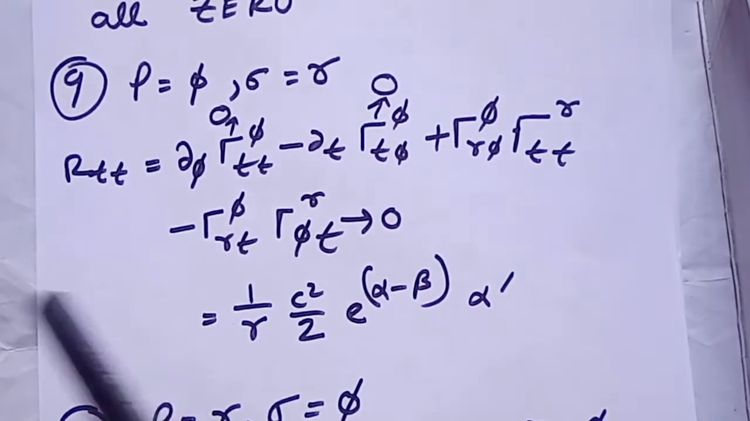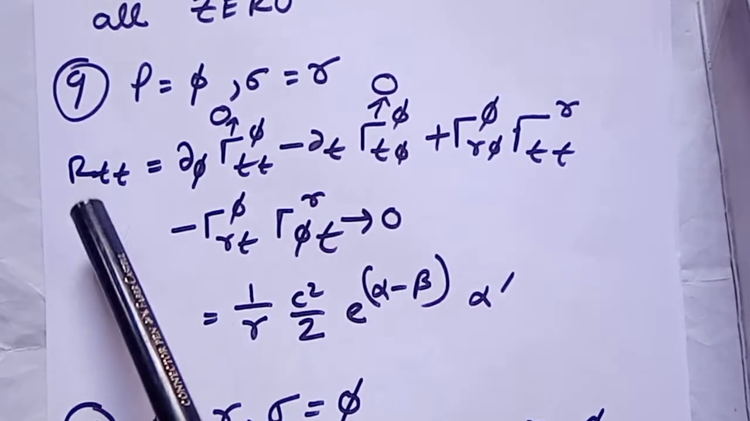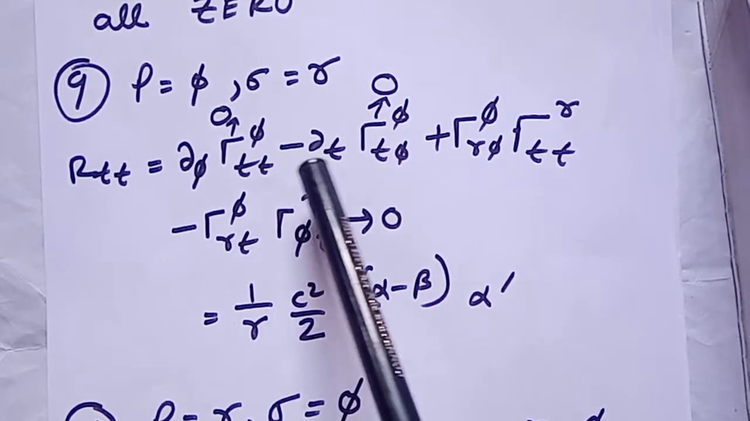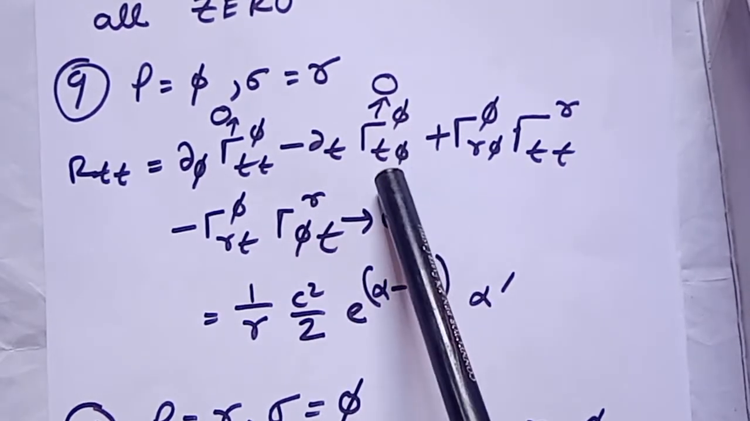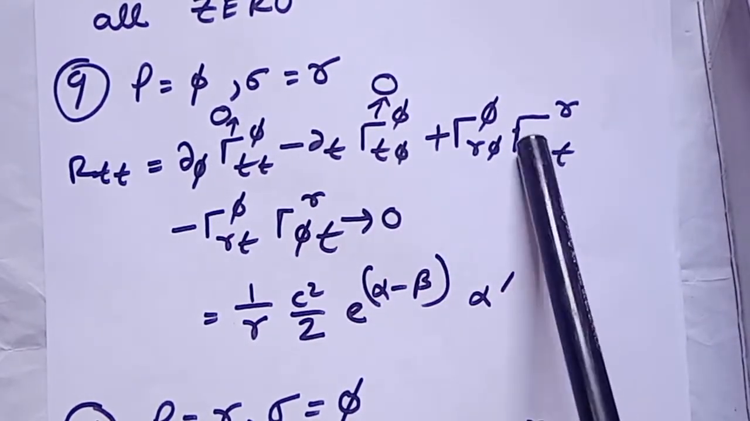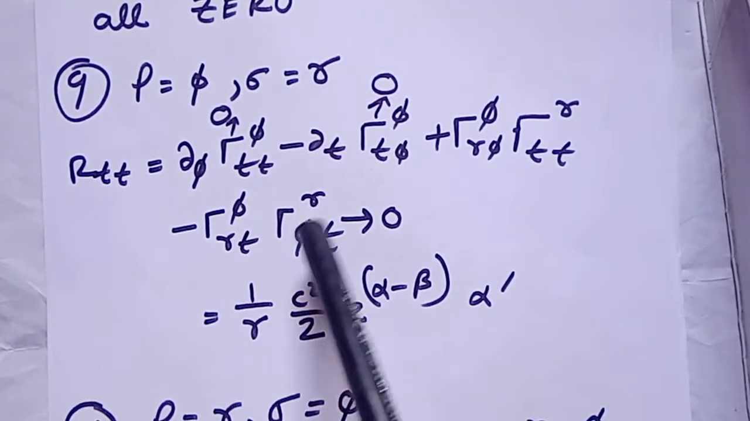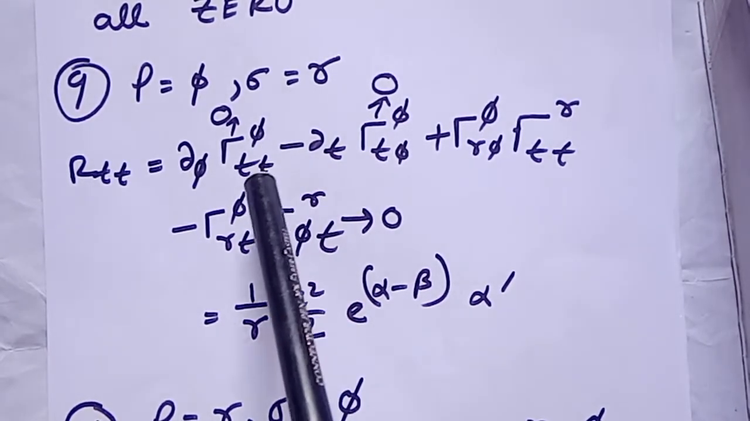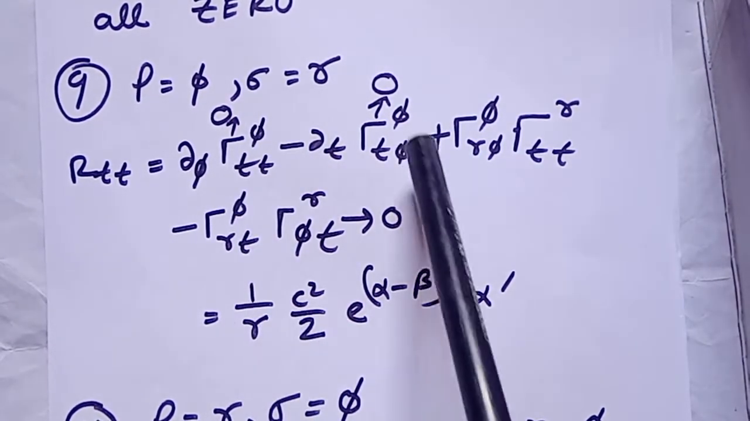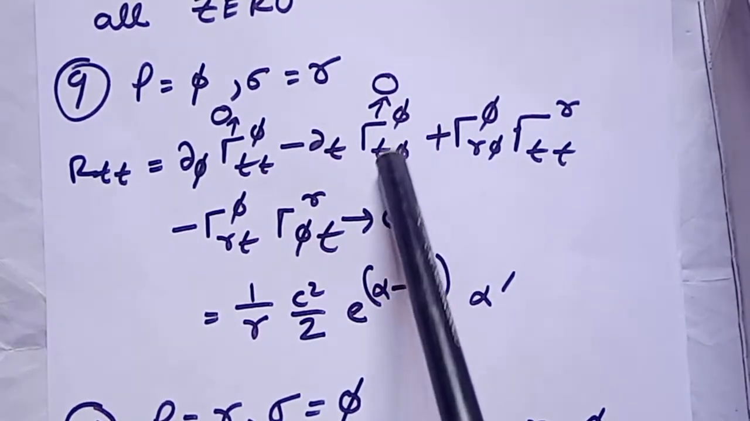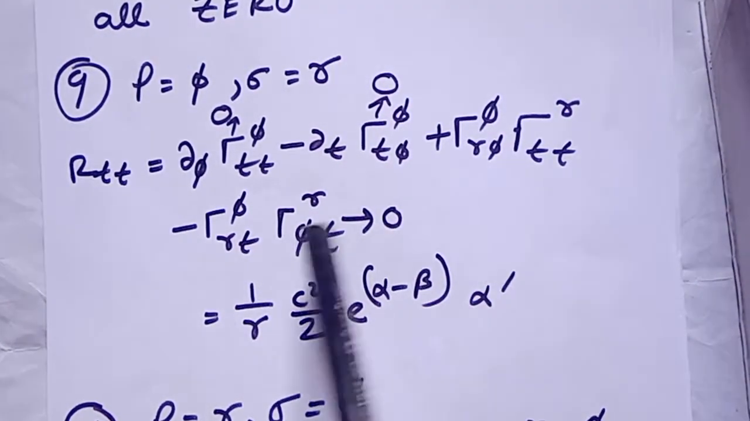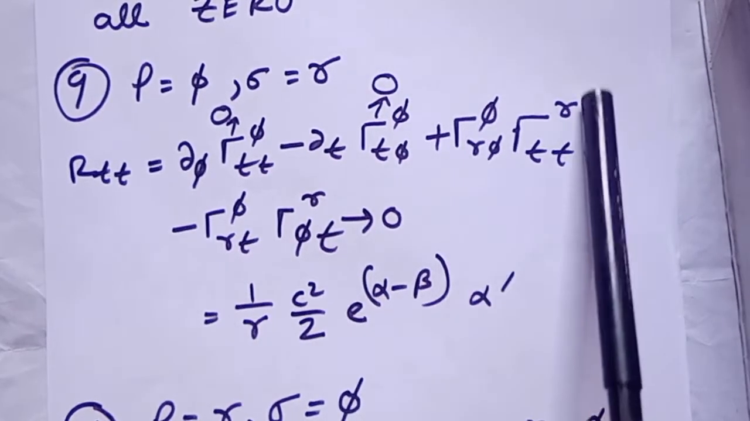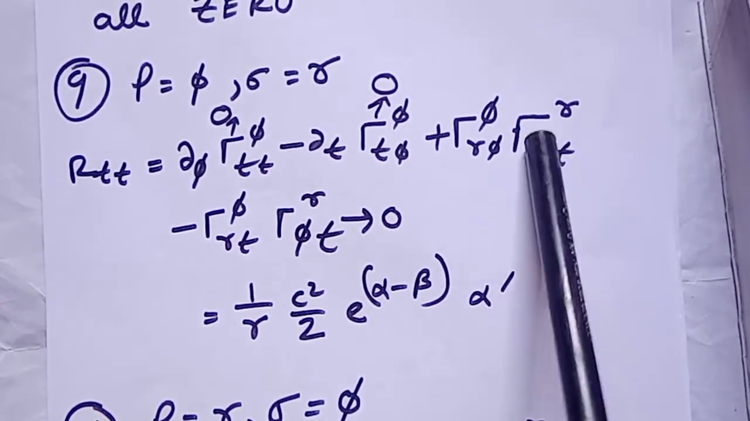Now the ninth combination, rho equal to phi, sigma equal to r, and R_rtt equal to del phi gamma theta rtt minus del t gamma phi tr plus gamma phi r phi gamma rtt minus gamma phi rt gamma r theta phi. Here the phi combined with tt, this Christoffel symbol should be 0, and phi t phi, this Christoffel symbol should be 0. Now we have phi t and phi t, this Christoffel symbol should be 0. Now we have only this Christoffel symbol, gamma phi r phi gamma r t t.